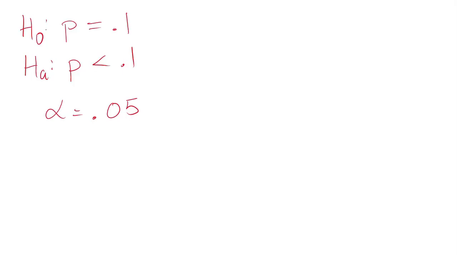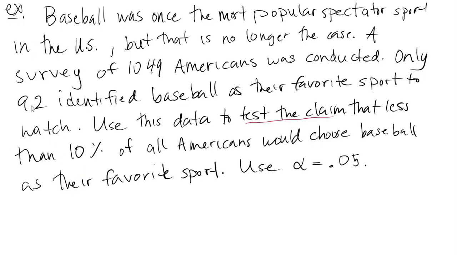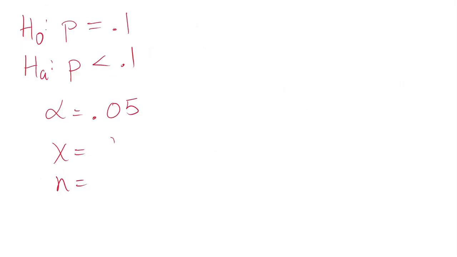Step 3 is to collect the evidence, which is the number of observed successes and the number of trials. Back to the problem. There were 92 who identified baseball as their favorite sport to watch. There were 1,049 Americans total. So X is 92 and N is 1,049. A much bigger sample size than in the previous 2 studies that I quoted. But that doesn't guarantee that the results are statistically significant.